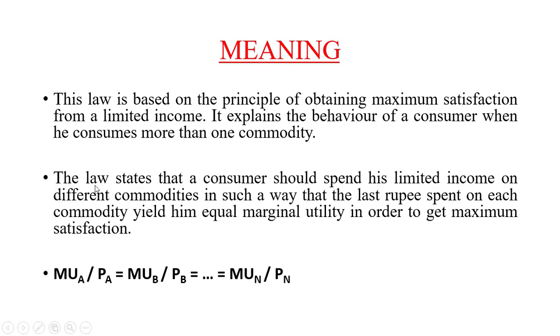Now again here it is saying, the law states that the consumer should spend his limited income on different commodities in such a way that the last rupee spent on each commodity yields him equal marginal utility in order to get the maximum satisfaction. So it is saying the same thing: you have a limited income in your hand and you have to spend that income in such a way that you get the maximum satisfaction by purchasing and consuming those goods. Okay, so here is the formula, it is given here.